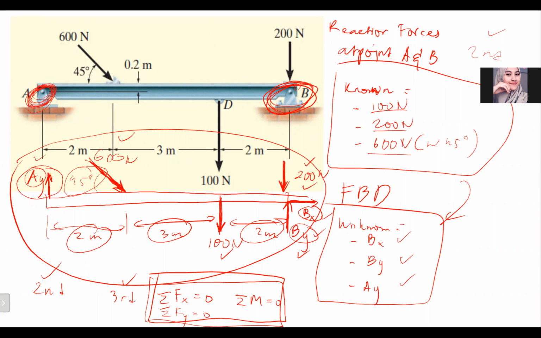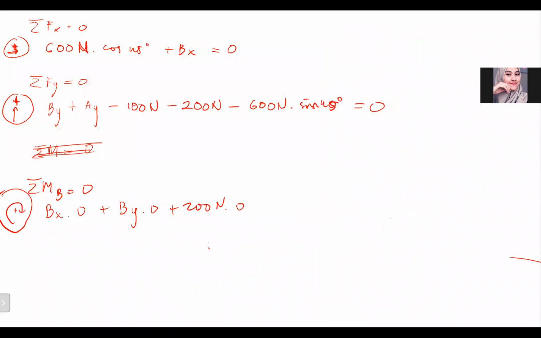Let's do it one by one. Everything will give an effect, right? How about 100 Newton? This 100 newtons, will it produce a moment to point B? Yes, sir. And what is the magnitude then? 100 multiplied by 2, Newton meters.